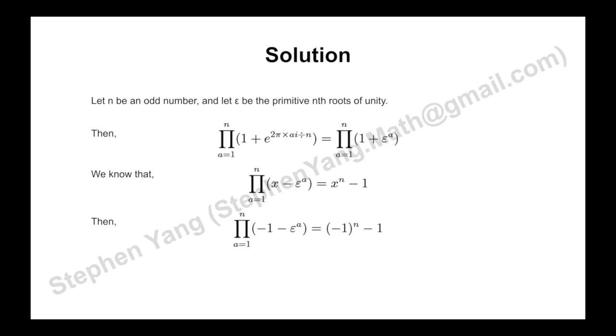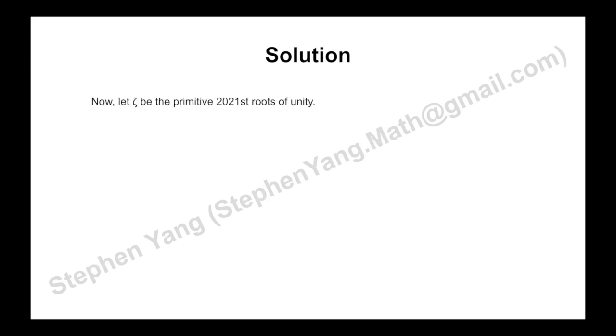And now plug in x equal to negative 1. We get the product for a equals 1 to n of (negative 1 minus epsilon to the a) is equal to negative 1 to the nth power minus 1. And after correcting the signs, we get the product for a equals 1 to n of (1 plus epsilon to the a) is equal to 2.